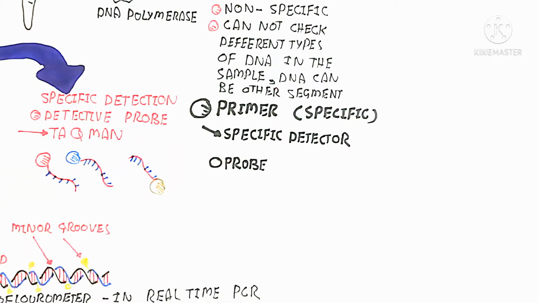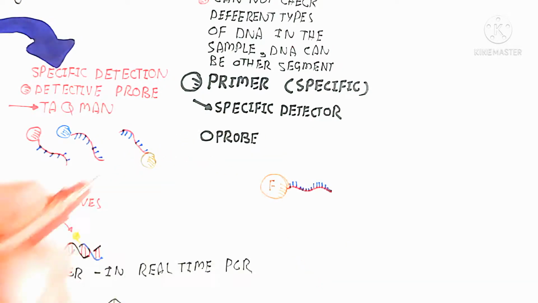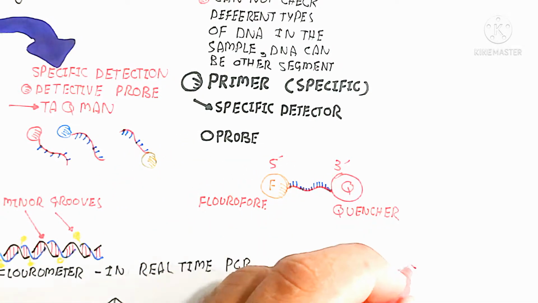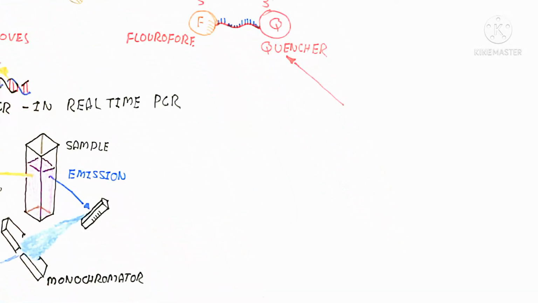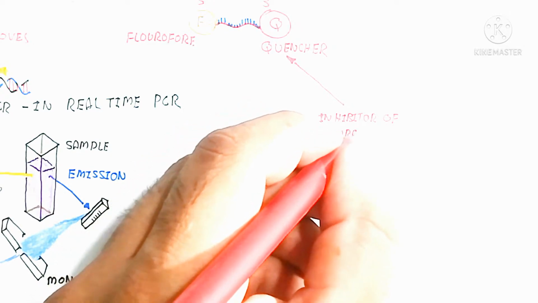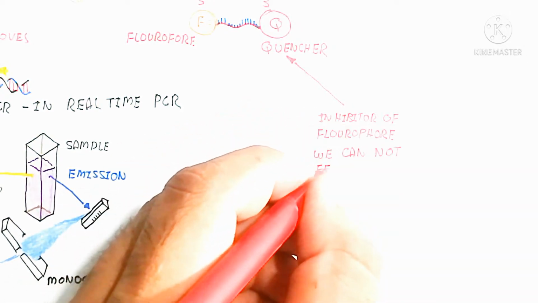If the color is not produced with the specific sequence of our interest, it means we can say that this segment is not present in the thermocycler, so we should change. So a specific primer means a specific detector. The specific probe is used for TaqMan.